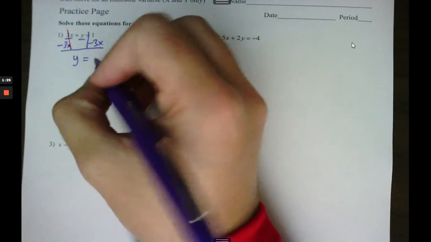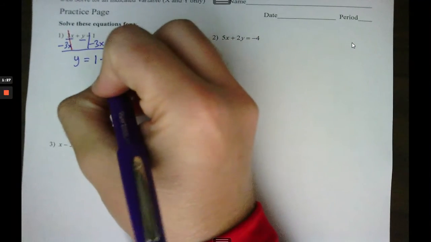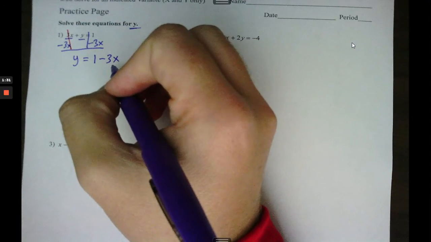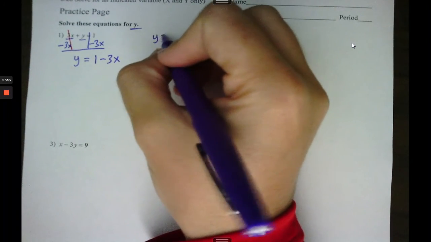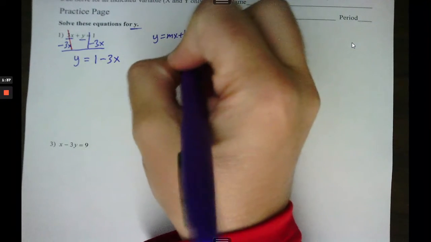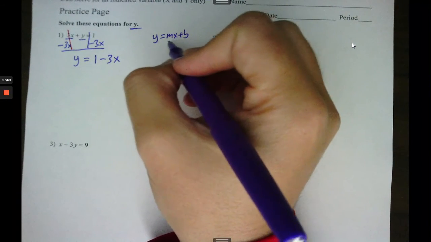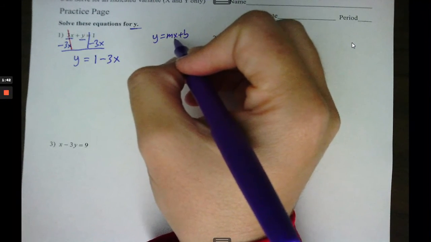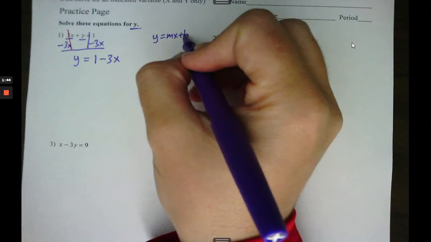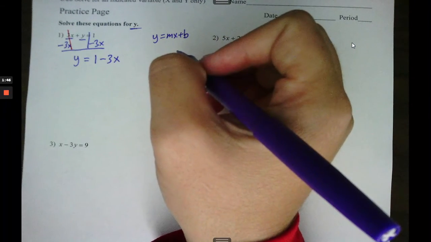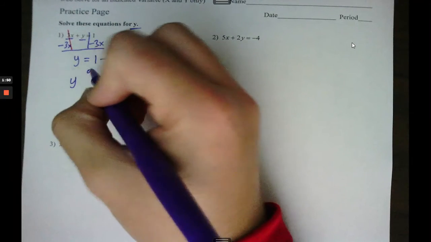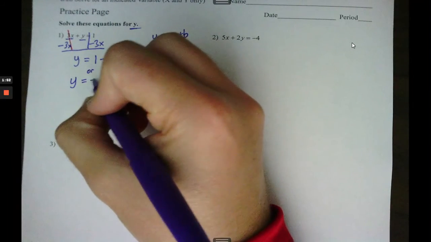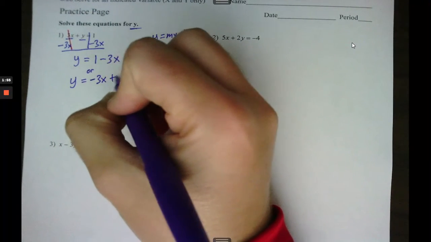can write this. We could write 1 minus 3x. But if you remember from middle school, and this is very similar to something called slope-intercept, which will come back later, y equals mx plus b. In general, you want to put the x term before the constant, being the number without a variable. So if we were to do that here, this is very important. You could write y equals negative 3x plus 1.